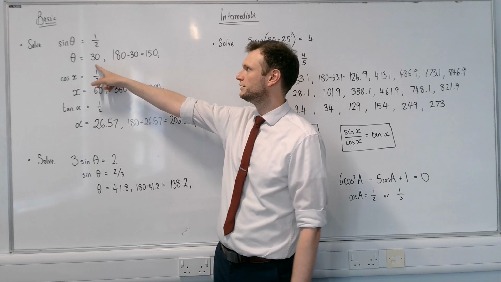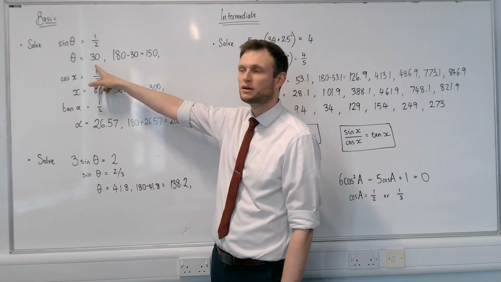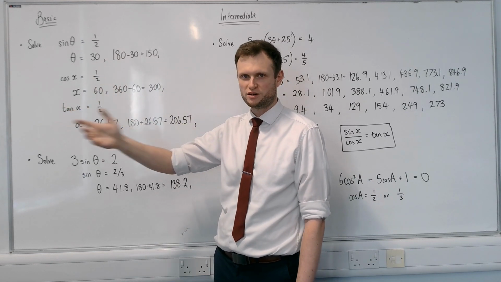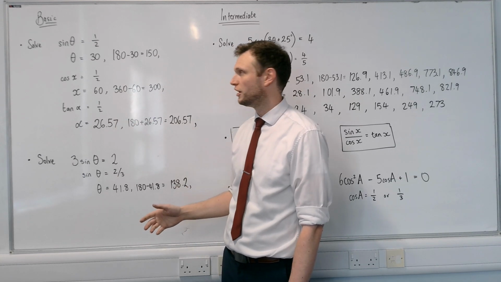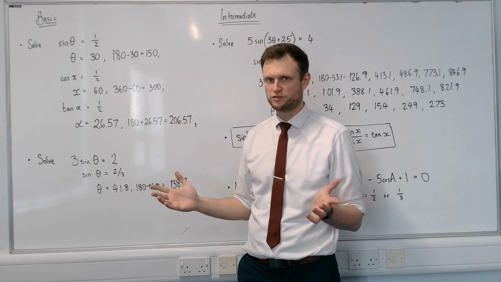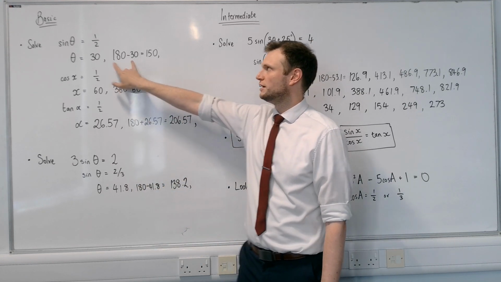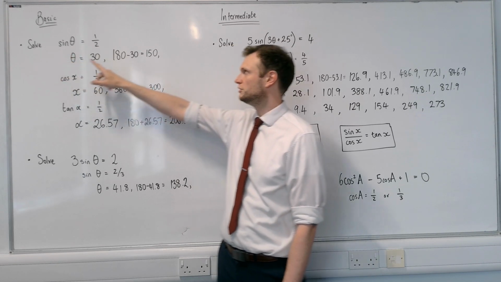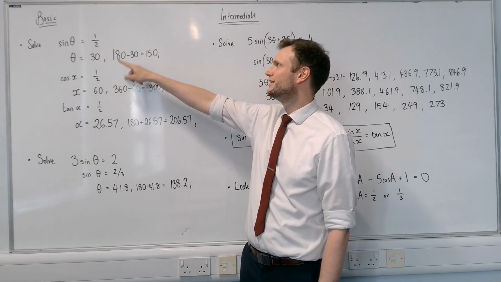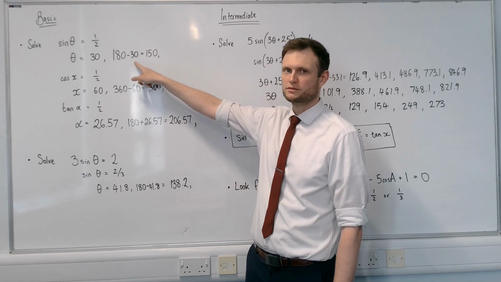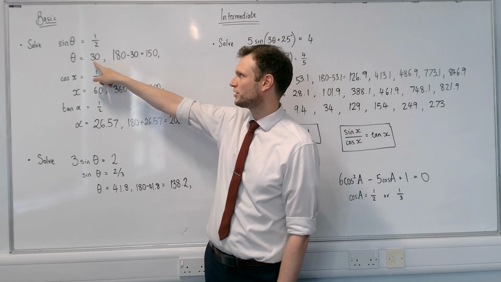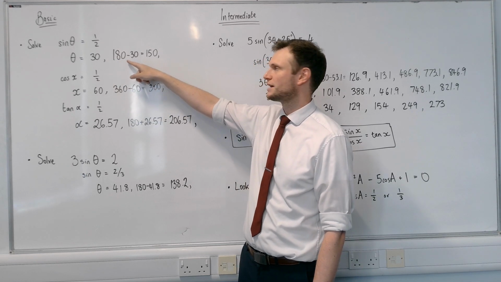So firstly, we get the principal one. Now some people use cast diagrams, I'm not going to go through those. Other people use the graph, also fine, I won't go through that. This is my favourite way, which is if you're doing sine, you do 180 take the principal value. So if it comes out to be 30, the next one is 180 take 30.